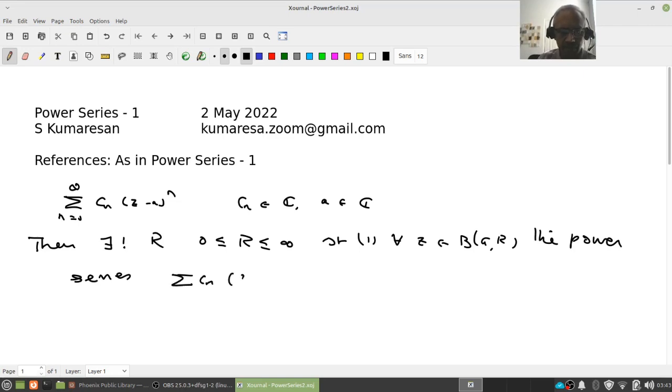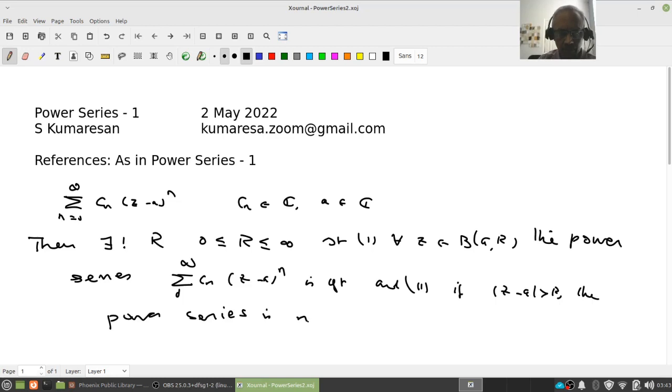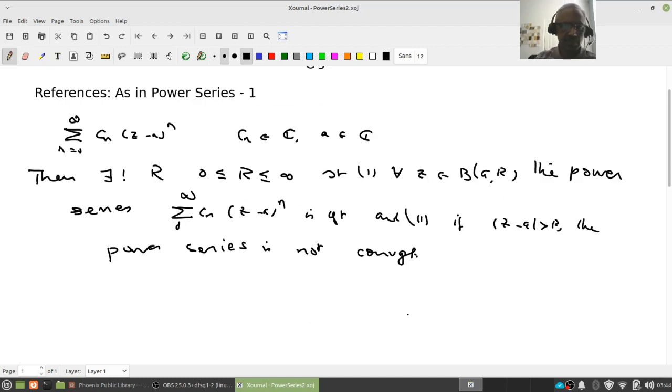summation Cn (z minus a) to the power n is convergent, and 2, if mod z minus a is greater than R, the power series is not convergent. Notice that this R has to be unique. Uniqueness is easy. Suppose there are R1 and R2 with this property.